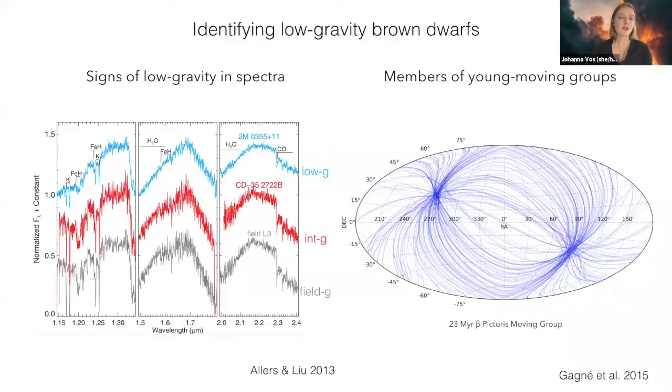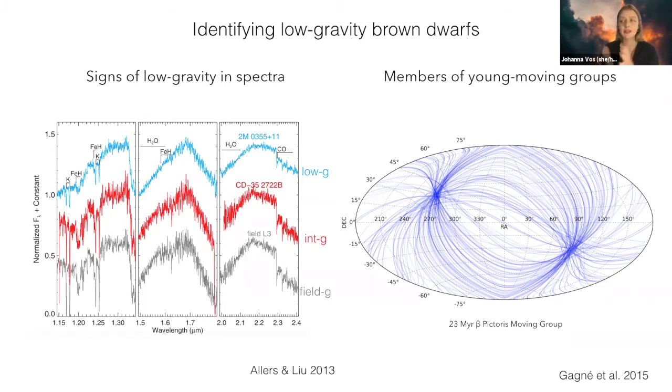And as I mentioned earlier, if you want to look for the lowest mass objects, the key is to look for things that are young. So I often use low gravity, low mass, and youth interchangeably. And we have two tools to identify objects that are young in brown dwarfs. The first, which I'm showing on the left, is that you can look for signatures of low gravity in their spectra.